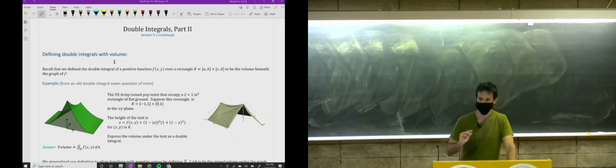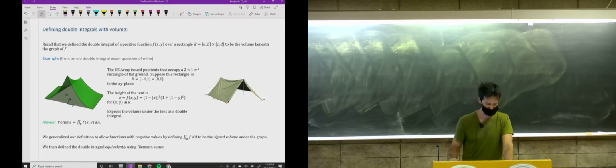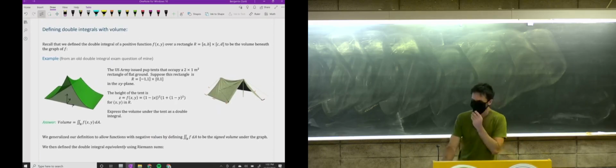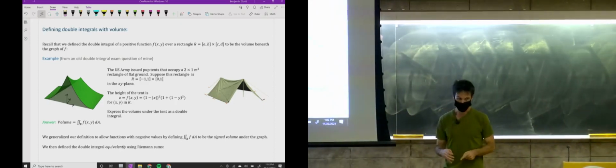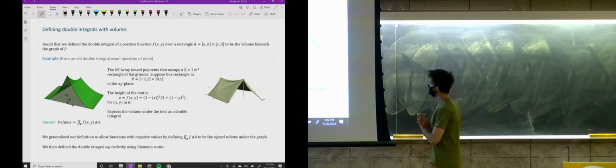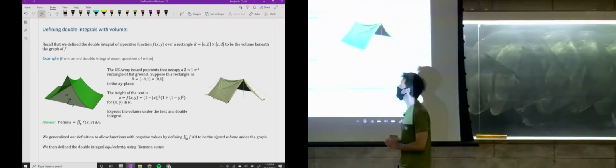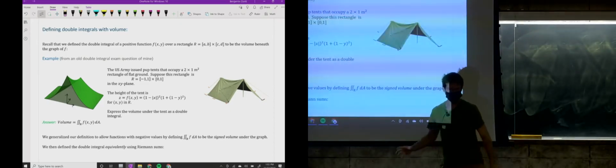So we were talking about double integrals. Let me remind you of what we did so far with double integrals. We are learning 3 different ways of thinking about double integrals. All 3 of them are equivalent. The first way that we learned to think about double integrals was in terms of volume.